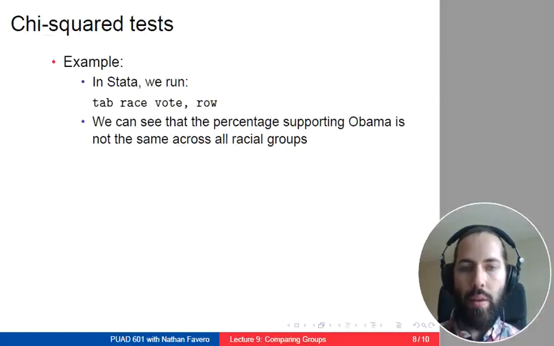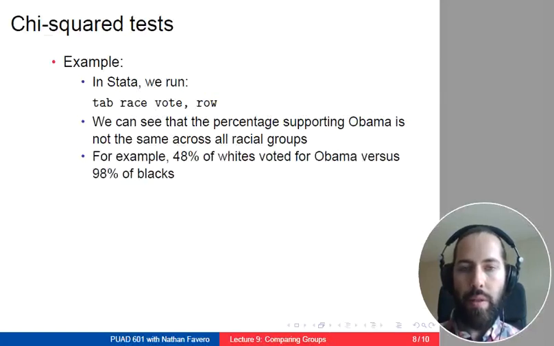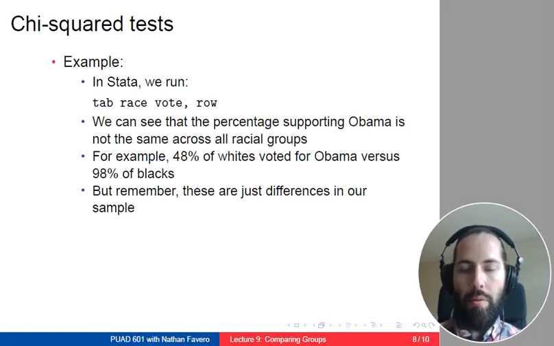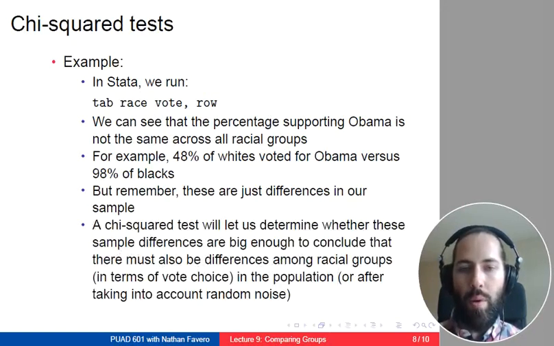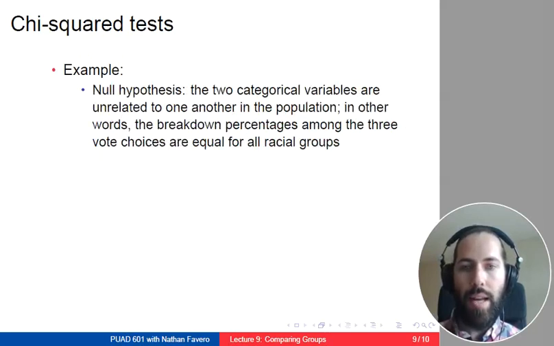And we could go and look at all the other racial groups and see where those differences also exist for other racial groups. But remember, like I said, these are differences in our sample. We want to know whether or not these differences are big enough that we can conclude that these differences must also exist in the population. Again, there's always random noise, there's sampling error when we have a finite sample, and so we want to know, are these differences big enough that they're larger than what we would expect from just dumb luck if the support was actually equal among the different racial groups in the population? That's what the chi-squared test is going to help us do.